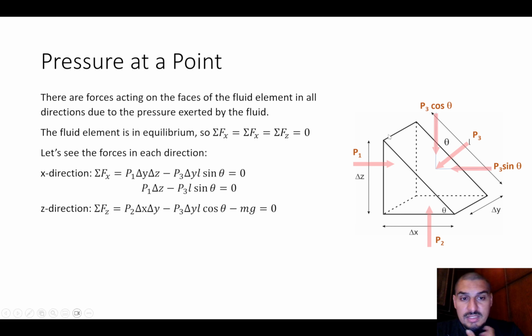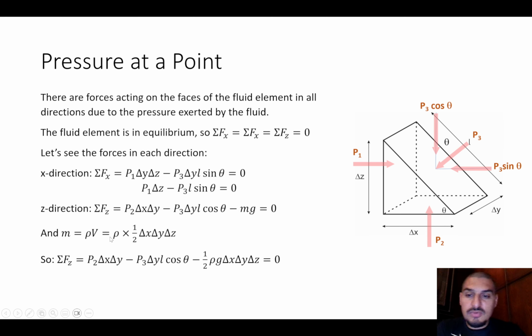And the mass is the density times the volume. The volume is the area of this triangle times the length, or the height, which is delta y. So it's half delta z delta x times delta y. So this is the volume, of course, times rho, and this is the mass.